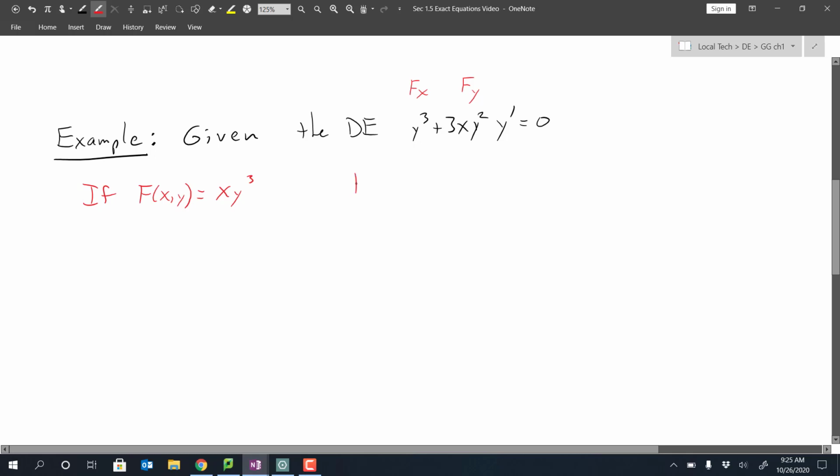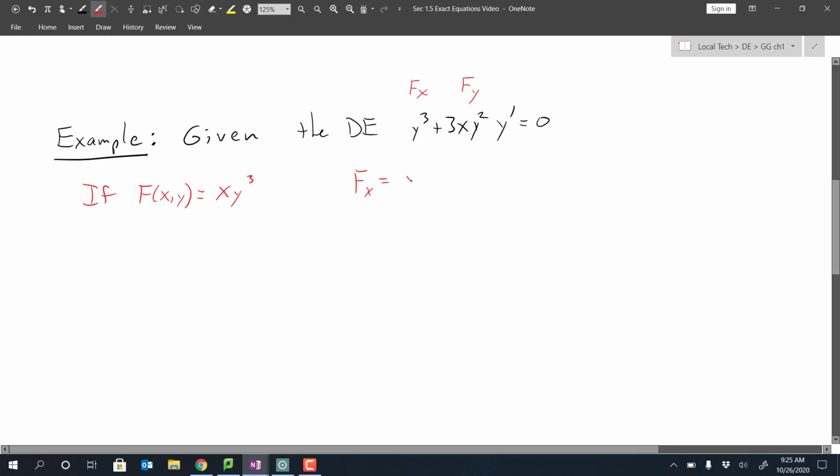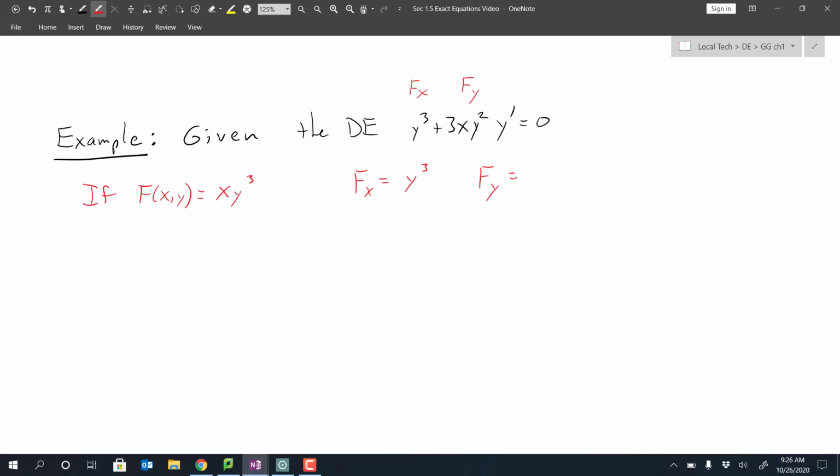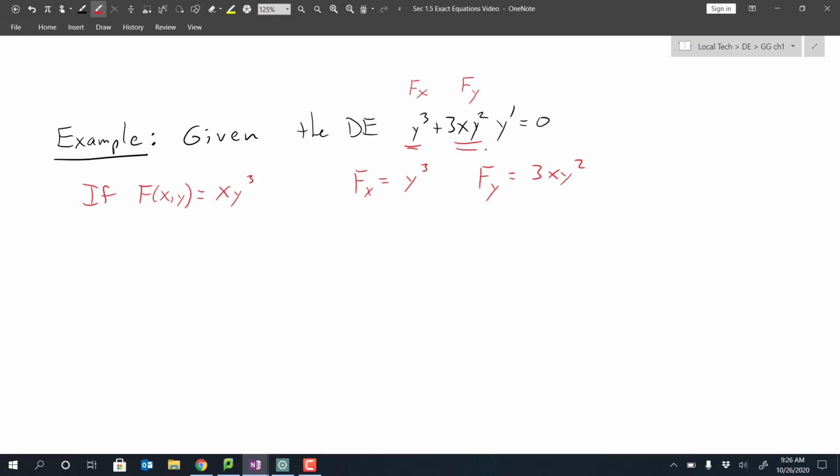And I can verify that by calculating the partial with respect to x. In this case, I'm treating y like it's a constant value. If I take a constant times x, and take the derivative with respect to x, I would just get whatever that constant value was. If I take the partial of F with respect to y, now I'm treating x like it's a constant, and really thinking of this as taking the derivative of some number times y cubed with respect to y. This would be 3xy squared. And so I can really see that this is the partial with respect to x, this is the partial with respect to y.